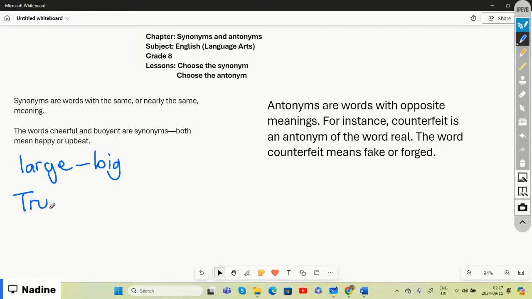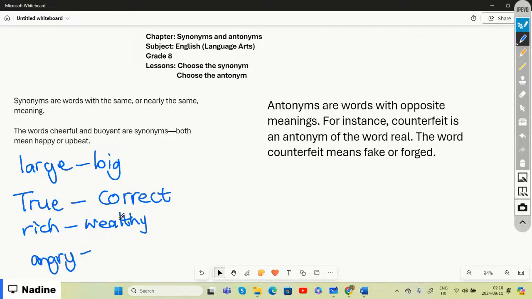The word true, the word that's the same as or almost the same as true, we can say is, if something is true, then it is correct. Rich, and another word for rich, we can say it is wealthy. If you are angry, we can say either I'm angry at this person or I am mad at that person. So either I'm angry at that person or I am mad at that person.